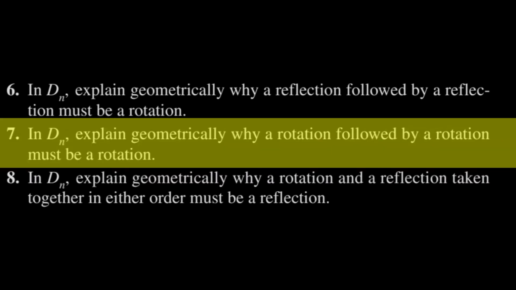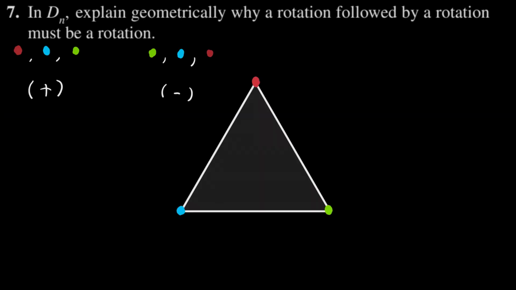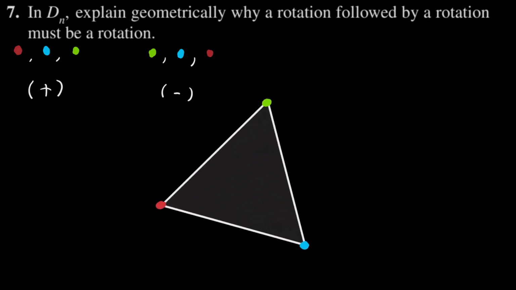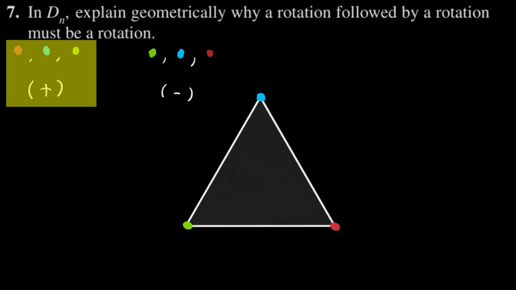Now explain geometrically why a rotation followed by a rotation must be a rotation. Well, that's easy. If we rotate a rotation, the order of the points doesn't change. We'll still have red, blue, and green.